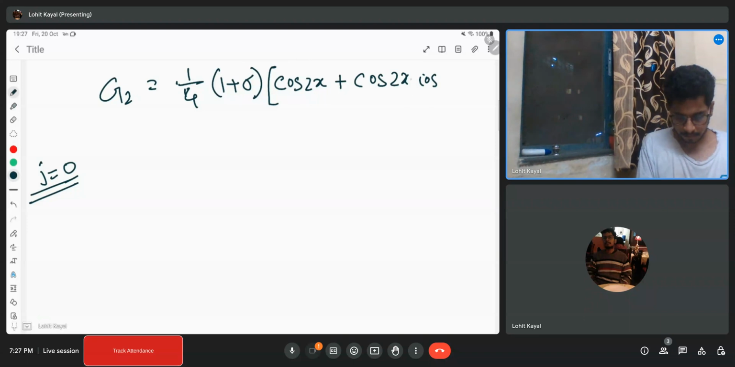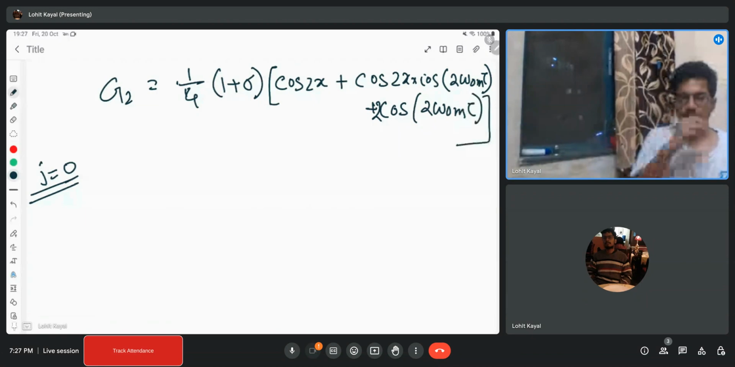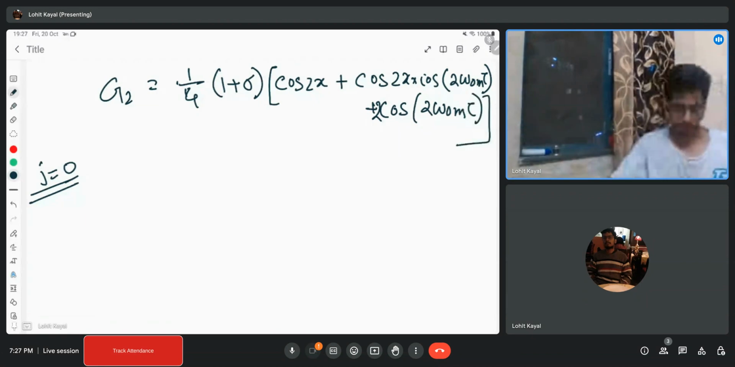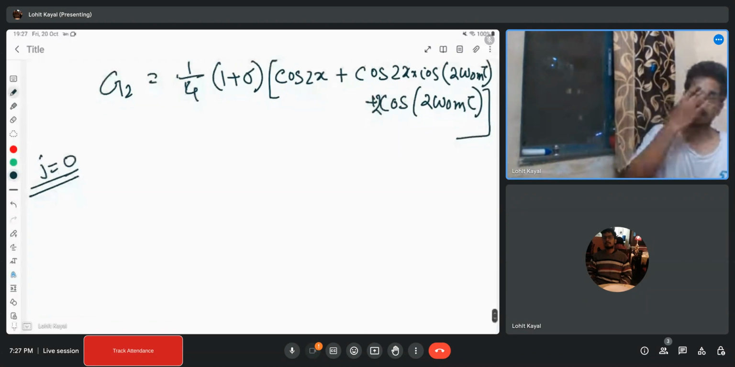Plus 2x into cos 2 omega 0 m tau plus 2 cos omega 2 omega. Okay, so this is the expression for G2 for the j equal to 0th mode, because the summation is starting from j equal to 0.